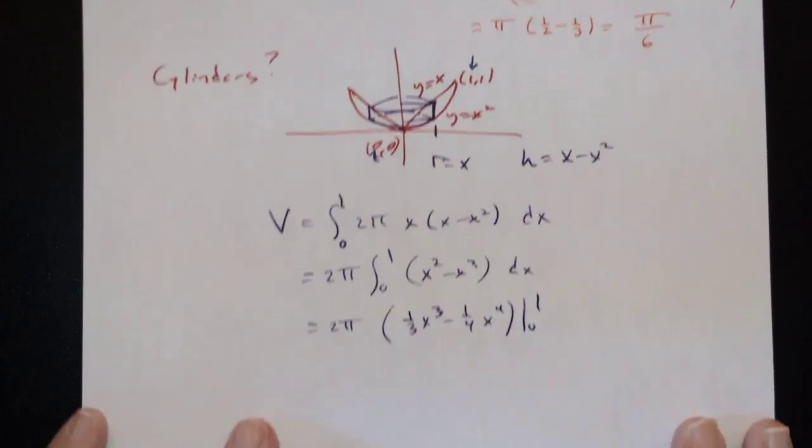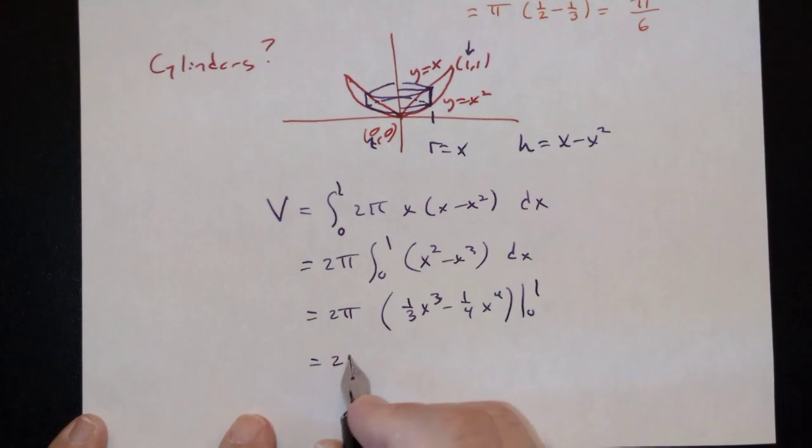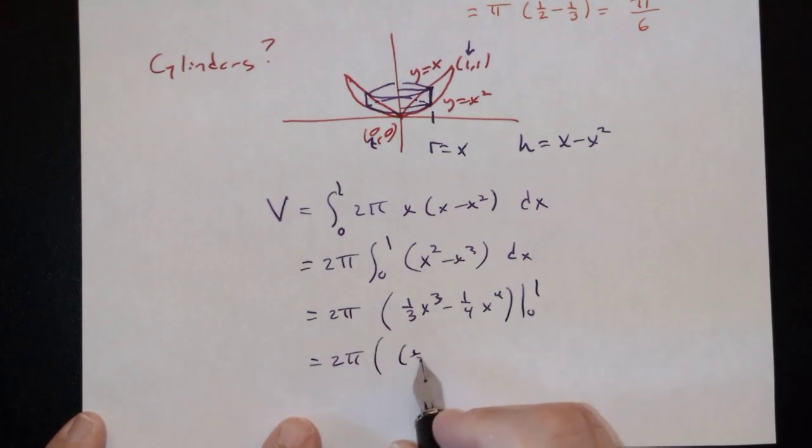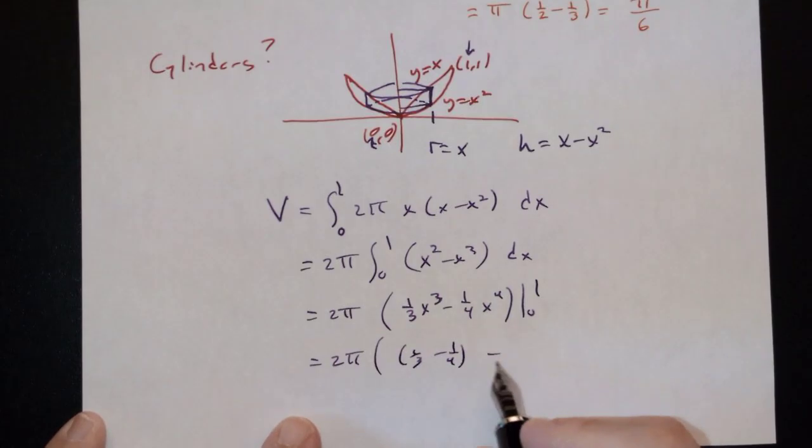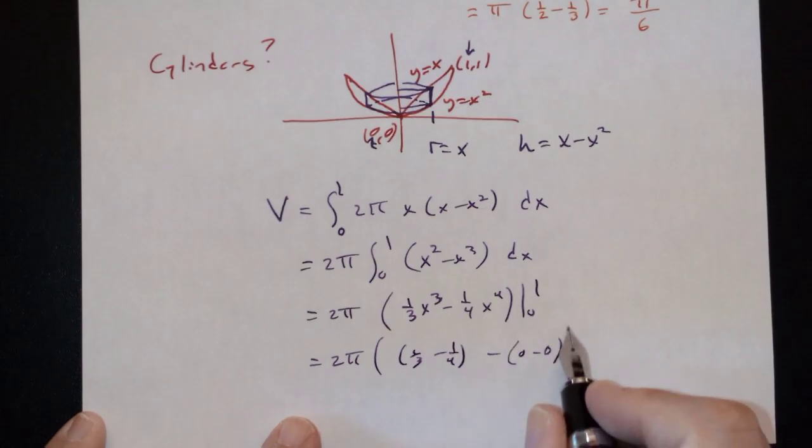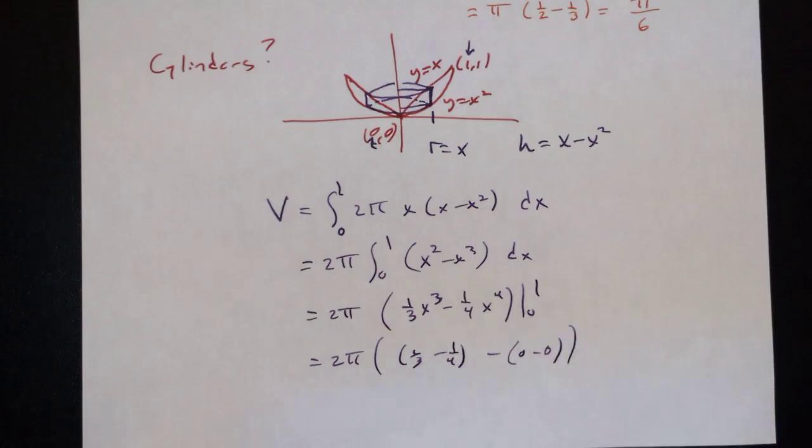And when I put in 1, I get 1/3 minus 1/4. When I put in 0, I get 0. What's a third minus a fourth? So I get 2 pi over 12, which is the same as pi over 6.